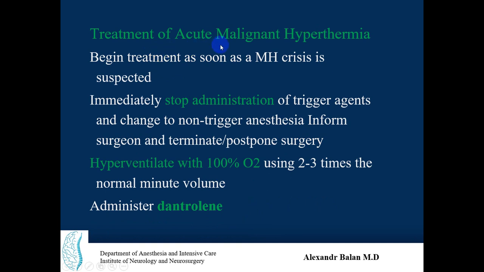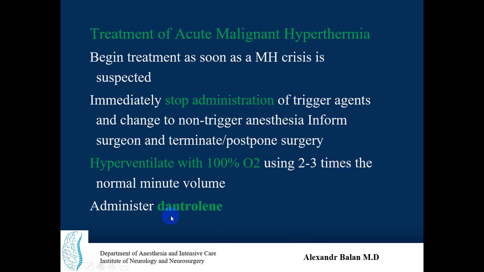Treatment of acute malignant hyperthermia. It should be treated as soon as possible as detected or suspected malignant hyperthermia. Immediately stop administration of trigger agents like inhalatory anesthetics, if you are using, for example, sevoflurane or isoflurane, and inform the surgeon to terminate or postpone surgery or to stop at least. Hyperventilate the patient with 100% oxygen using 2 to 3 times the normal minute volume, so increasing tidal volume and increasing oxygen fraction to 100.